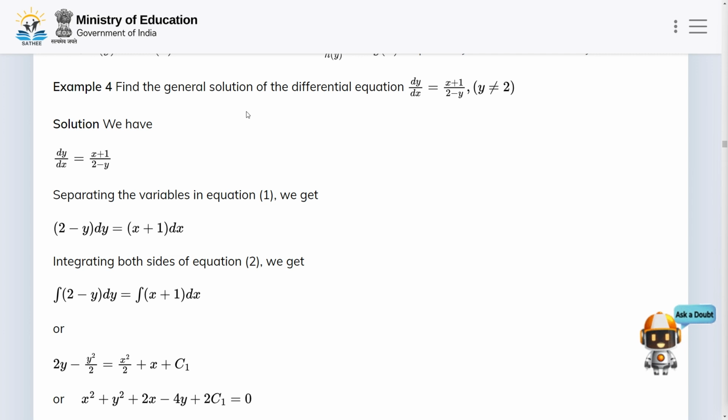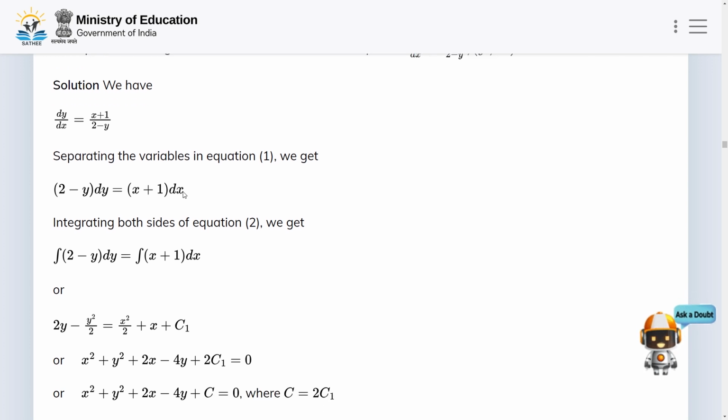So you have to find the general solution for this differential equation. As you can see, this right hand side expression is in terms of x as well as in terms of y, but you can easily separate them or rewrite your equation like this: 2 minus y multiplied with dy, and x plus 1 multiplied with dx. Now integrate both sides.